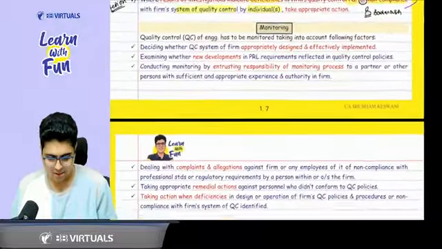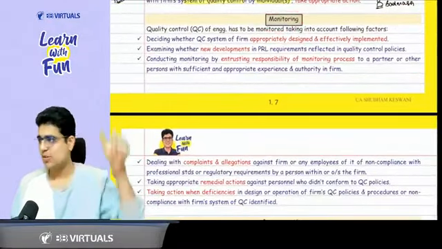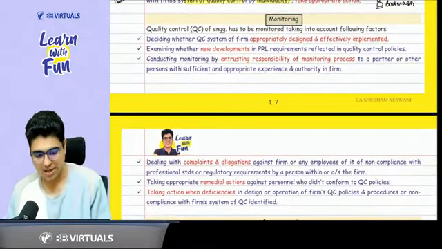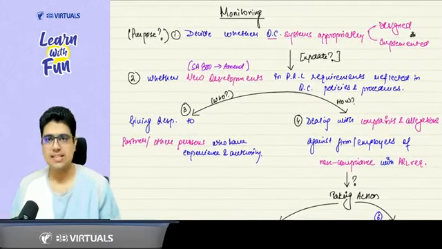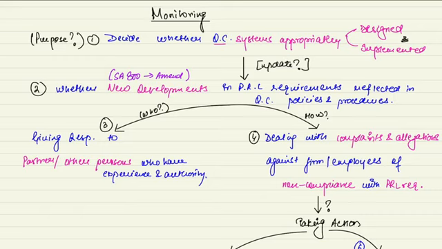Easy, sir. Now comes the next part, monitoring. This was the topic which was already asked in the November 24 exam. So I will just discuss the flow quickly with you, so that in future, whenever it is asked, you should know about it. Got it, sir? So in monitoring, first of all, you should know the purpose.